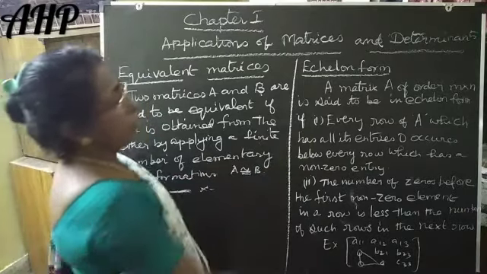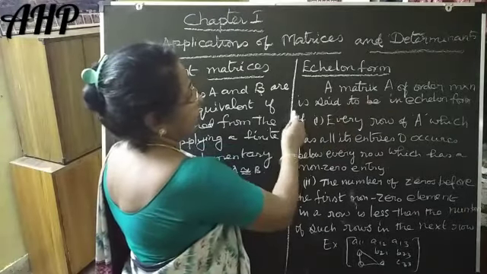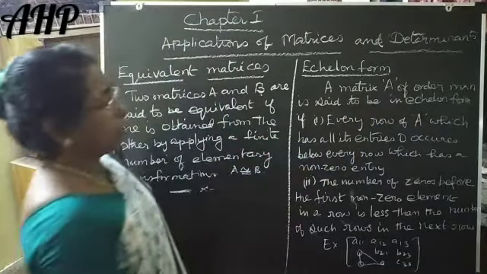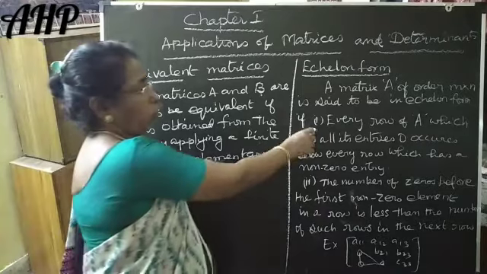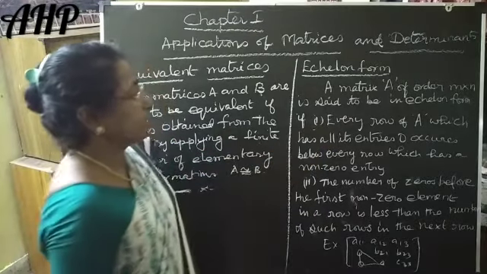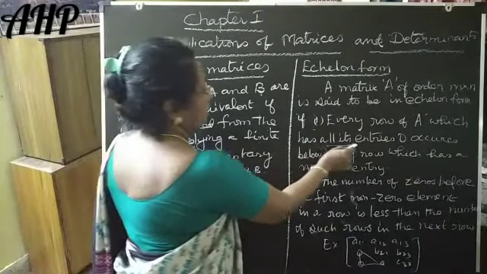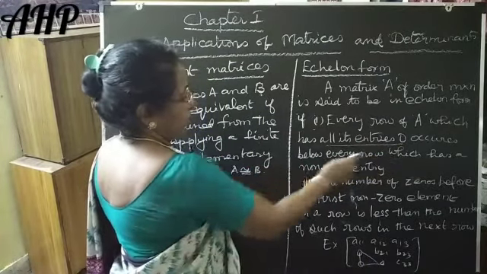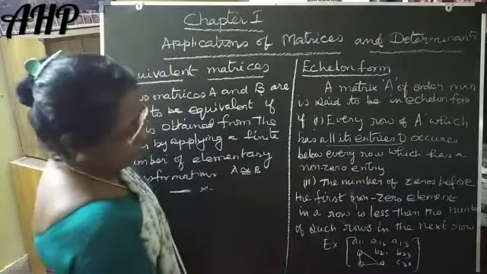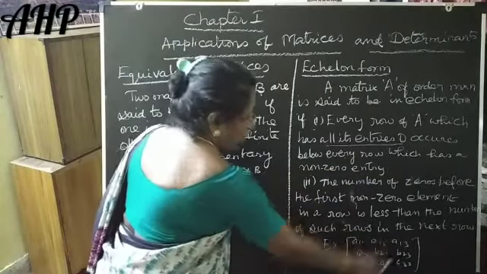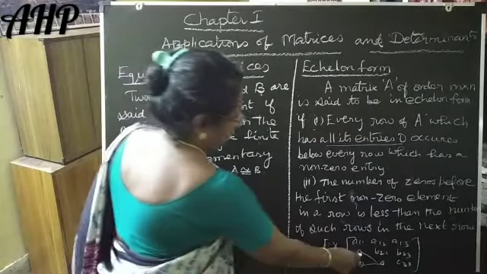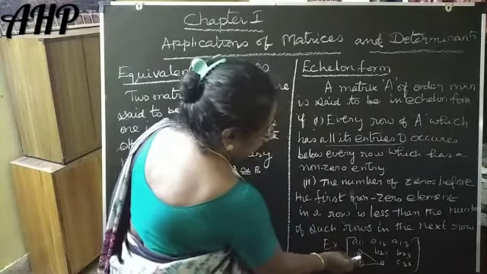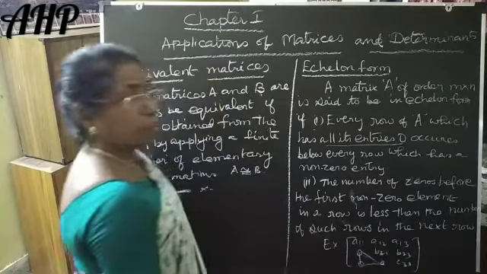A matrix A of order m by n is said to be in echelon form if every row of A which has all its entries 0 occurs below every row which has a non-zero entry. Say A11, A12, A13, then below that B22, B23, then here C33. See, the zeros should be in triangular form.